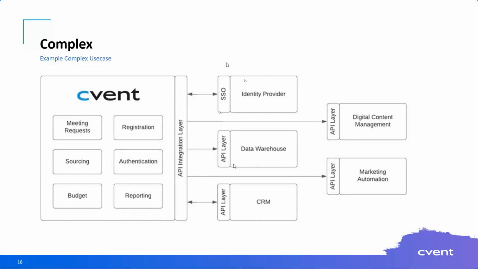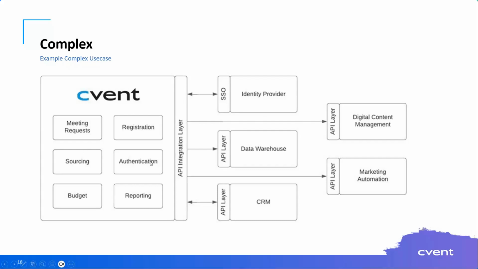So as part of that, with a complex organization, we usually see them implement their single sign-on provider to allow access to Cvent, so you don't have to remember yet another password, as well as make sure that you're only able to do that specific set of features that you need to do within Cvent or any other platform. In a complex world, we also see the use of, it's called a lot of things, data warehouse, those type of things.